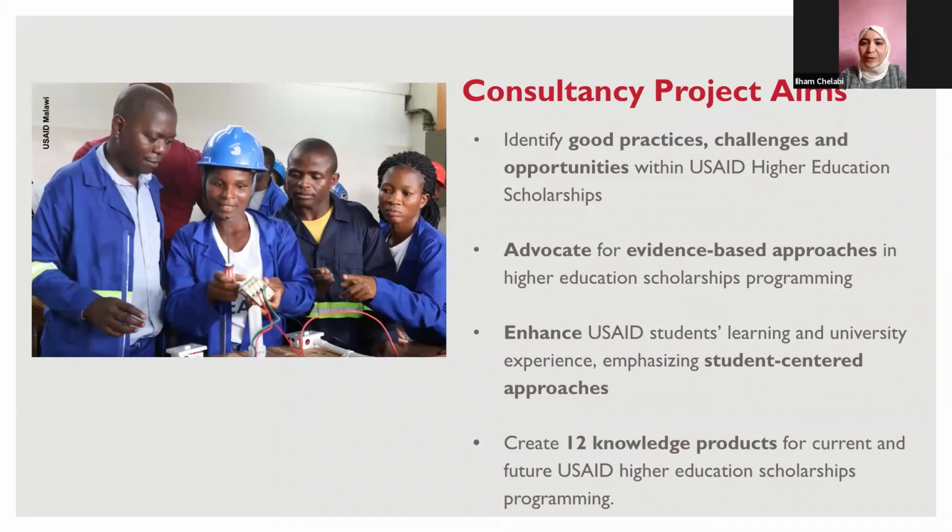Therefore, the overall goal of this project is to enhance and support the USAID development agenda and improve USAID higher education scholarship programming practices and policies. There are four main aims. This project aims at identifying good practices, challenges, and opportunities within USAID higher education scholarship and sharing them across missions. It also helps at advocating to adopt an evidence-based approach to programming higher education scholarship. It also supports USAID scholars' learning and university experience. The result of this research project is to create 12 knowledge products that would support USAID work in higher education scholarship programming.